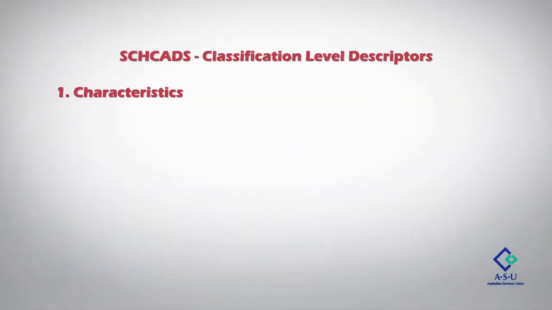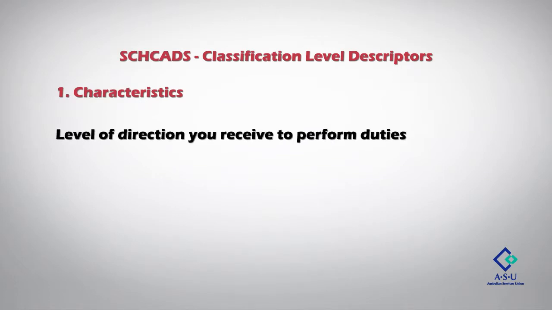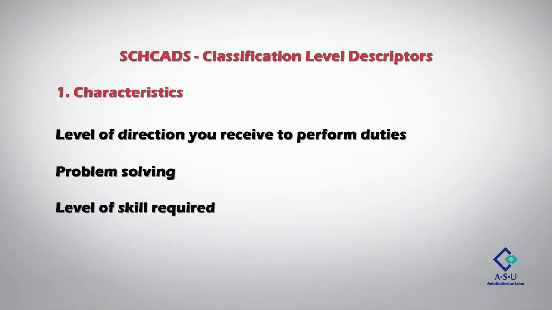The following is a summary of how the SCHCADS classification descriptors are laid out at each level in the award. The first descriptor defines the characteristics of the job, and these include the level of direction you receive to perform your duties, whether it's close direction through to broad, the level of problem solving required, whether this is complex or simple, the level of skill required, is it brain surgery or could anyone do the work, and what's the scope in your position to influence decisions.